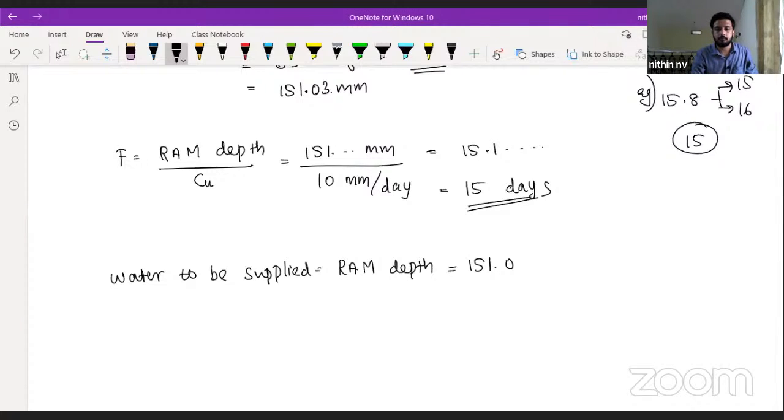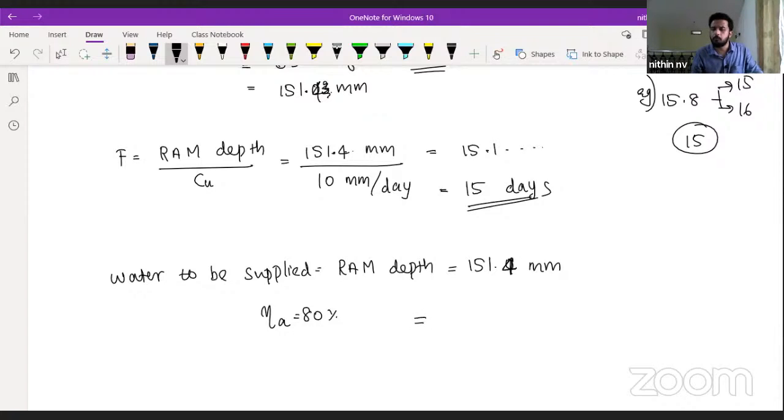Okay, whatever, 151. According to the calculation, I'm simply taking 151.4. Okay, let it be. So if you are giving 151.4, it means 20% of that water will get lost, and only 80% will be available for the crop. That is the meaning of application efficiency. Now, if the application efficiency is 80%, then I'm losing 20%.